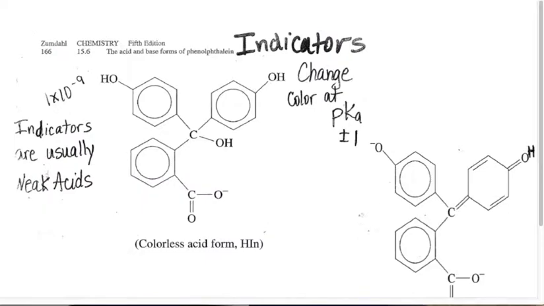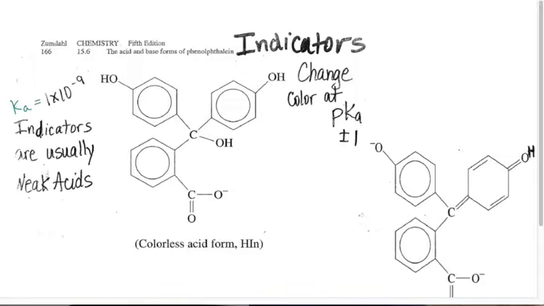What indicators actually are themselves? They are weak acids and bases. They're usually weak acids, okay? And they themselves have their own K value. So the Ka of this particular indicator is 1 times 10 to the negative 9th. How they work is basically through a Lowry-Bronsted situation.